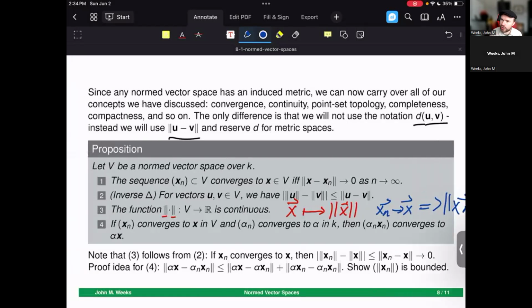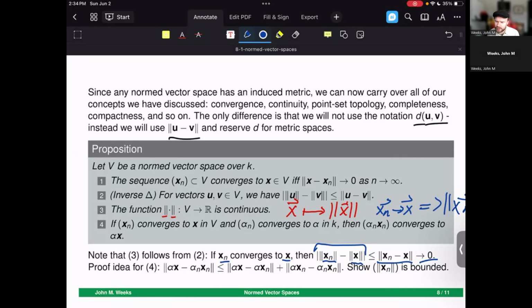By the way, this condition 3 follows directly from the condition right above it, because if x of n converges to x, then utilizing the fact that we need to know that x of n converges to x, this is the value that we want to show goes towards 0. But this is bounded above by the very norm between x of n and x itself, which we know goes towards 0. So the norm values, the y values of this norm function, are going to go towards 0.